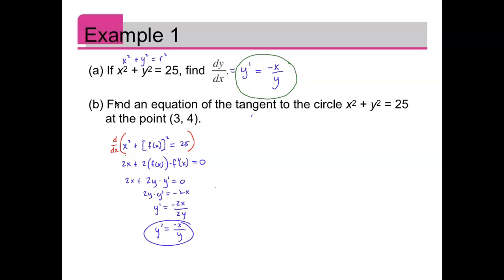So let's say we want the equation of the tangent line at the point (3, 4). Well, y prime at that point, the slope at that point (3, 4), is just going to be negative 3/4, right? So the equation would then be y minus 4 equals negative 3/4 times x minus 3.